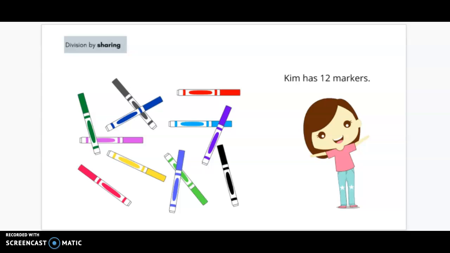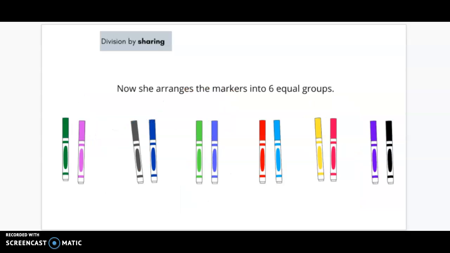So let's take this little girl. She has 12 markers. And she wants to share them with 6 of her friends. So she shares them into 6 equal groups. And she has 2 in each group.